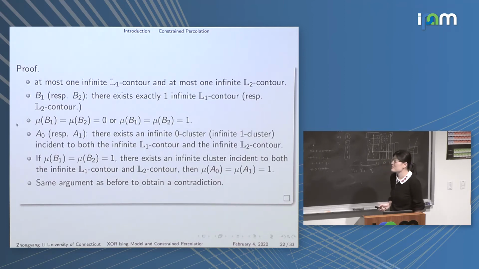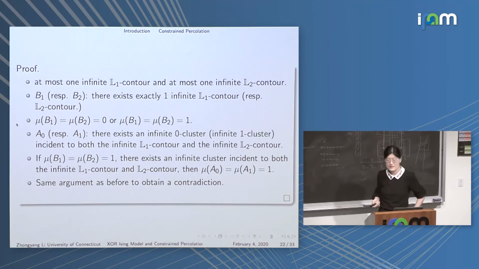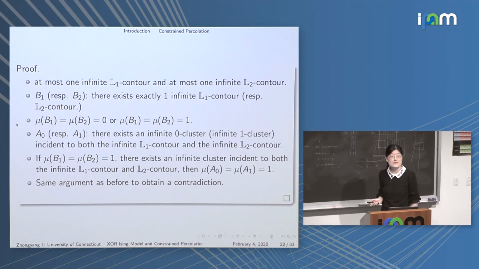So we're going to argue by contradiction. If we assume that mu B1 equals mu B2 equals 1, then there is an infinite cluster incident to both the infinite L1 contour and the infinite L2 contour. Because there are two infinite contours, there must be an infinite cluster separating them. This infinite cluster can either be an infinite 0 cluster or an infinite 1 cluster. So we have mu A0 equals mu A1 equals 1, because of ergodicity, symmetry and translation invariance.